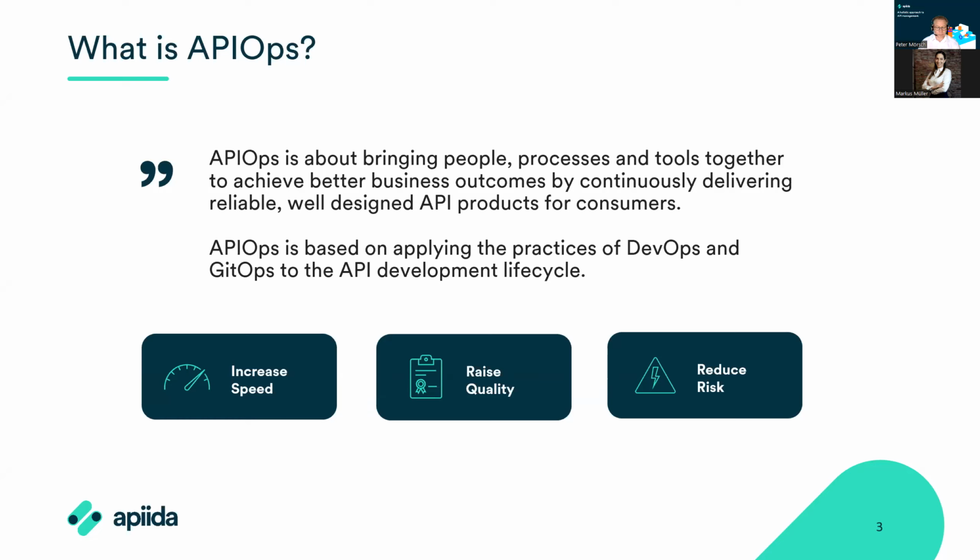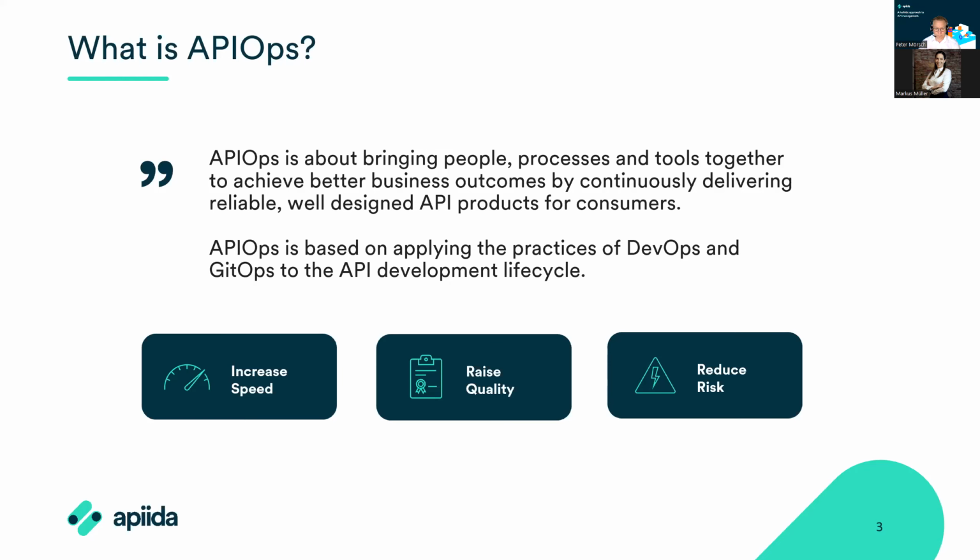But in a nutshell, APIOps promises to increase your speed, to improve your time to market, to raise your quality, and to reduce risk. What we want to do today is have a look at the definition: what is it apart from that one sentence? How does it help you? Why should you adopt it? And finally, how is it done in the real world and how do you get started with it?